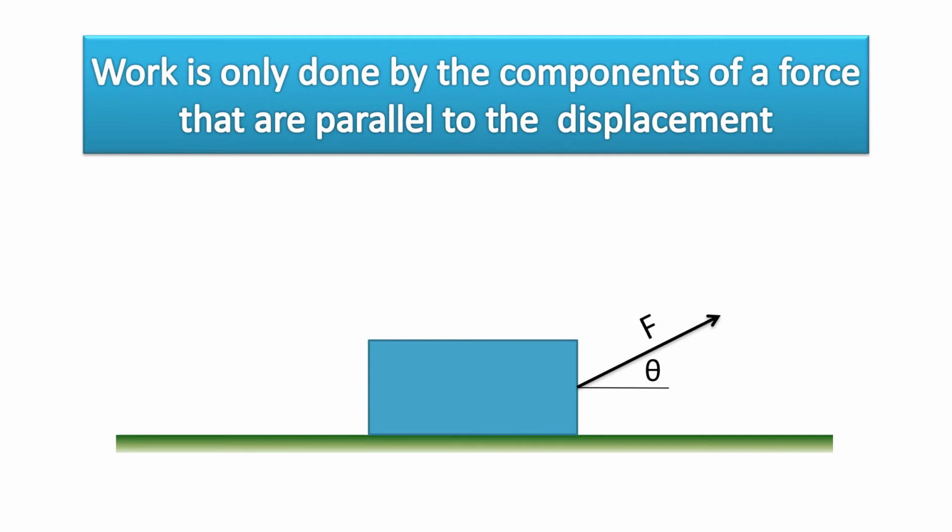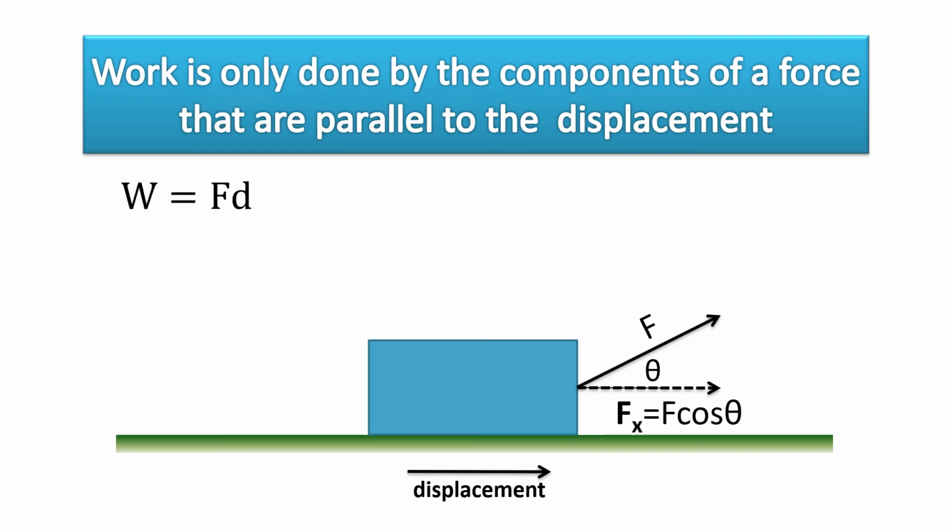Because we're going to talk about it right now. It says work is only done by the components of a force that are parallel to the displacement. So if you're pulling upward on a box like this, only part of your force is doing work. We know that W is equal to FD, but let's draw in the part of the force that is doing the work. If our displacement is to the right, we want the component of the force that's pointing to the right, Fx. And we know the shortcut by now.